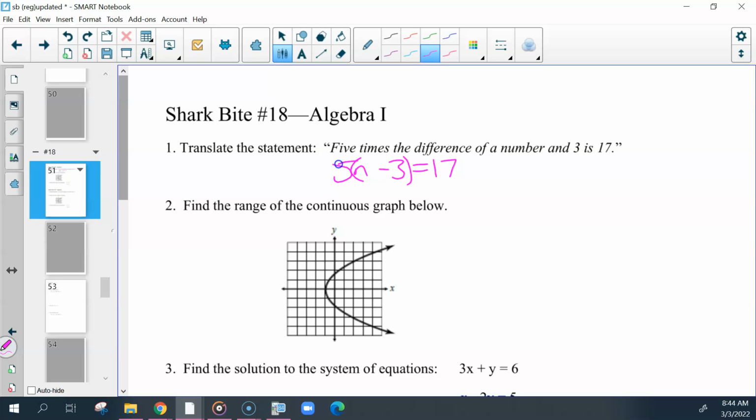We need to find the range of this. So lowest to highest, what was the range of this? Say it again. All real numbers. So in your set builder notation, that would be y in R. In your interval notation, what would all real numbers be? From negative infinity to positive infinity, yes. If it's all real numbers, it's going to start at negative infinity and go to positive infinity. It's going to be everything.